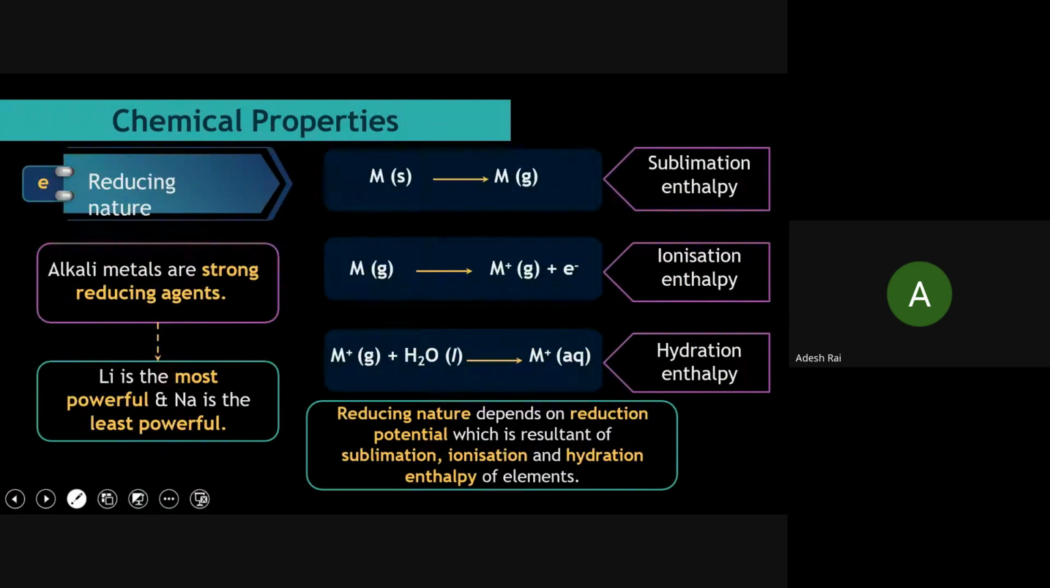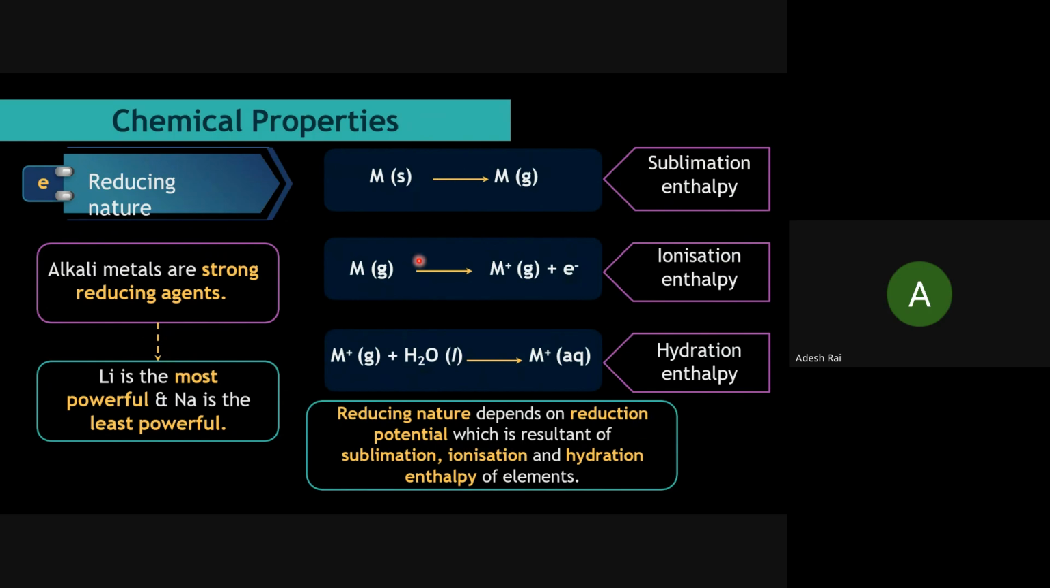Moving on. Now, reducing nature. See, reducing nature means what? To reduce something. And metals are good reducing agents because they can donate electrons. Is that clear? So, reducing nature, if we have to see it for alkali metals, then we say that the alkali metals are strong reducing agents. Is that clear?